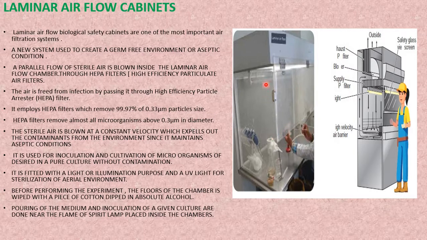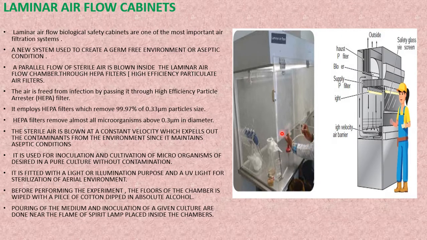Then you have to close the doors and leave it, and after coming back you switch on the UV light, then open the door again, and if possible wipe the floor with ethyl alcohol or spirit. Then you can keep your sterilized broth cultures or culture media, whatever you want to process here. Pouring of the medium and inoculating a given culture are done near the flame of the spirit lamp placed inside the chamber. Here you can see a Bunsen burner flame.